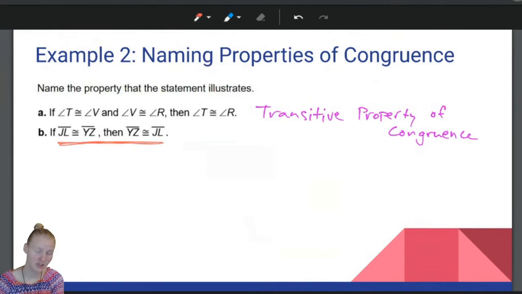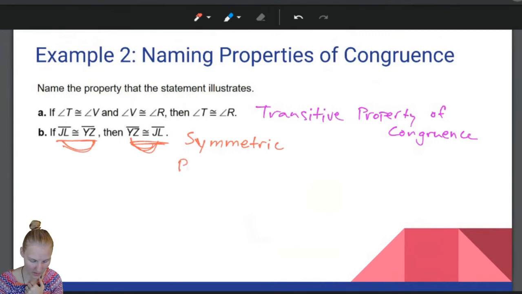So this might be a statement that we would see in a proof. What would the reason be? So JL congruent to YZ, YZ congruent to JL. This is the same thing, they just flipped it around. So this is the symmetric property of congruence.